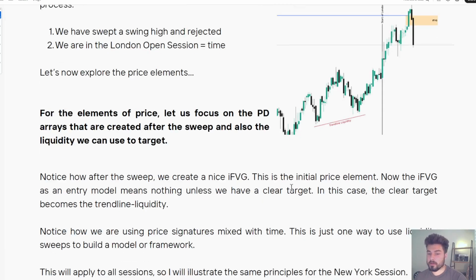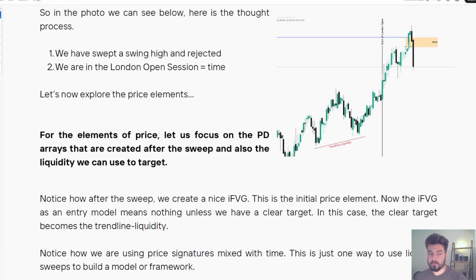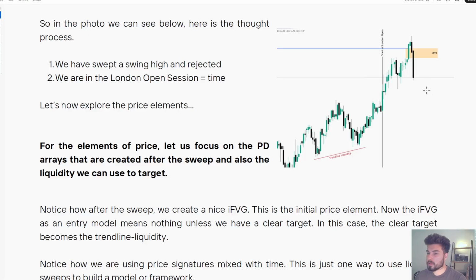So we create the inversion. That's the initial price element. The inversion fair value gap, that is an entry model. So you can enter right from here, put your stop above the high. You can use a turtle soup, but we've got a clear drawn liquidity. So the actual PD arrays you enter from, that's up to you. The number of PD arrays you need, that's up to you.